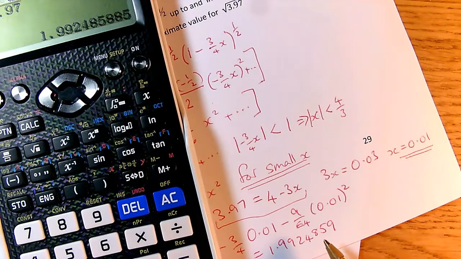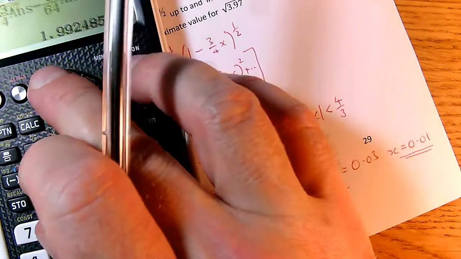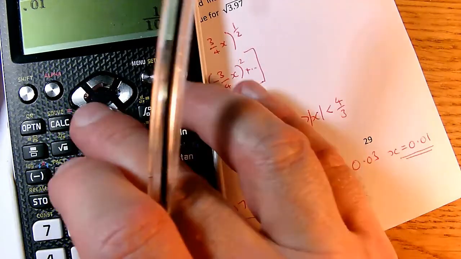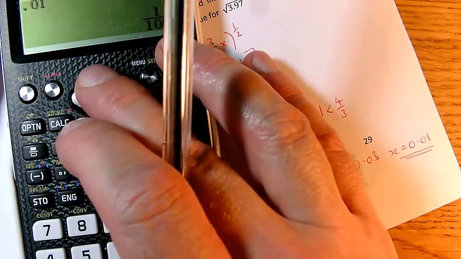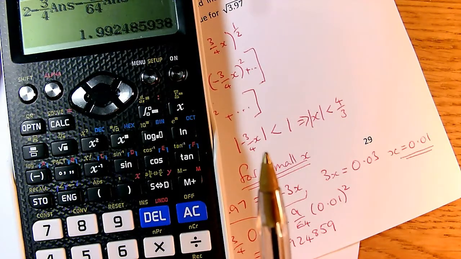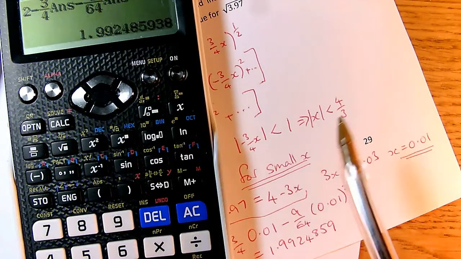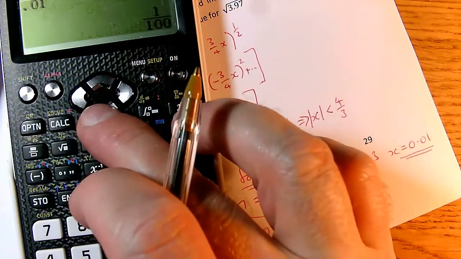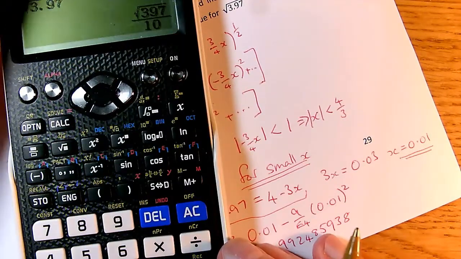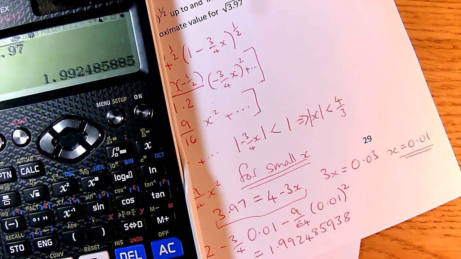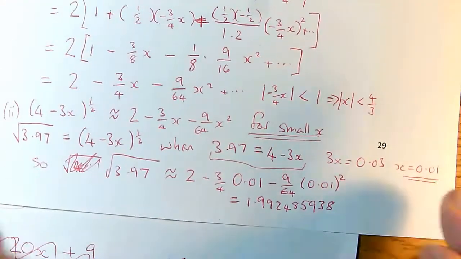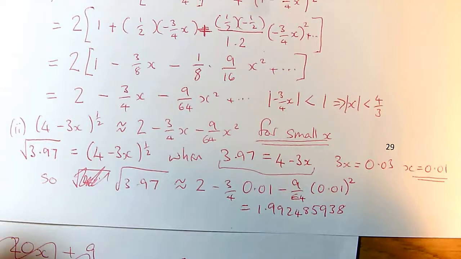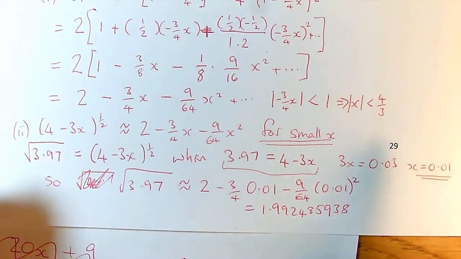1.992485.9. So in fact, these are slightly different answers, but I've rounded this so much that actually, if I need to go back, I need to do those last two steps again. If I really want to convince the examiner that I did this without cheating, I need to show that 95938 at the end, whereas the direct square root calculation gave me 5885 instead of 5938. So you can see this method was really great. Before calculators could do the square root of 3.97, this was a good way of getting approximations.